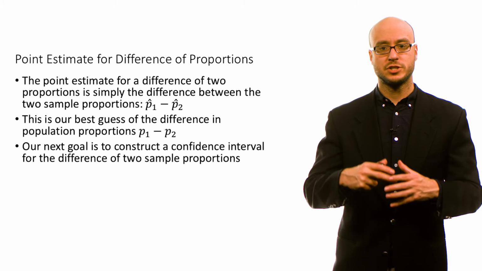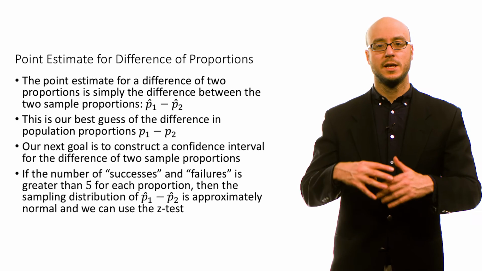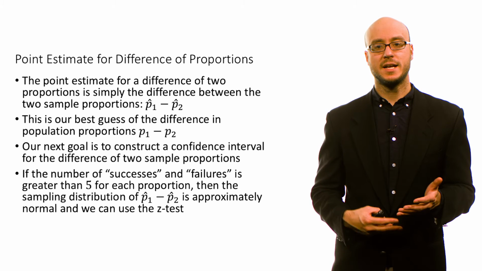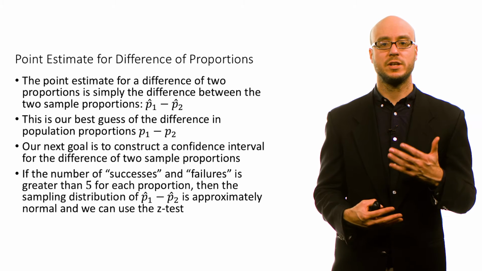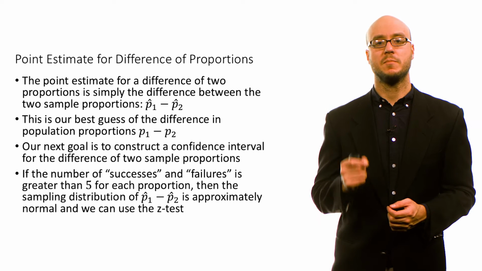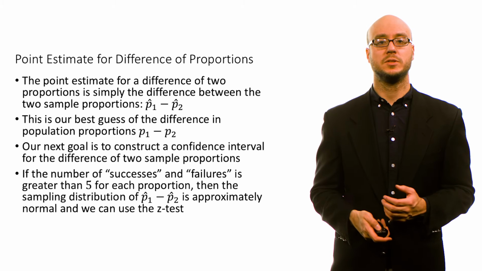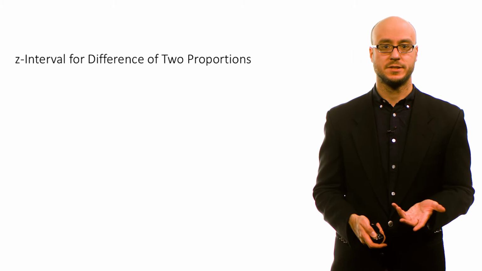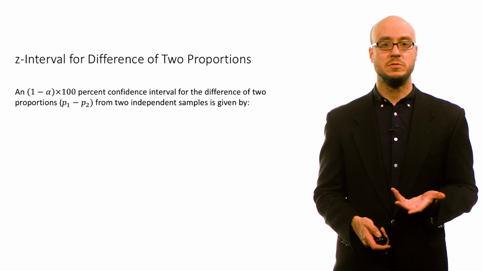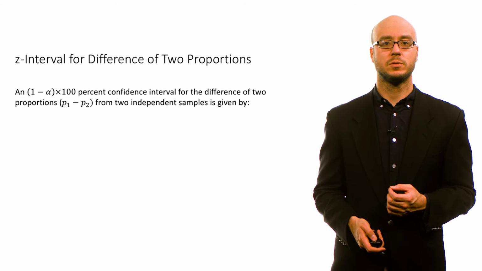So the next goal is to construct a confidence interval for the difference of two sample proportions. As a general rule, if the number of successes and failures is greater than 5 for each proportion, then the sampling distribution of p hat minus p hat for the two groups is approximately normal, and we can use the z-test. So we can use a z-interval for a difference of two proportions as long as that condition holds.